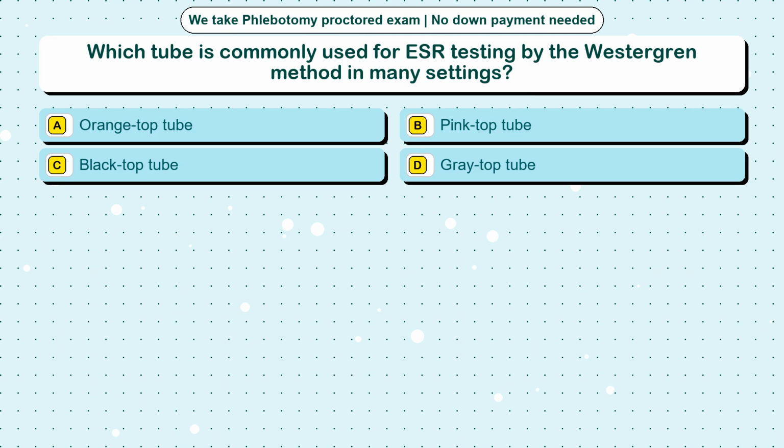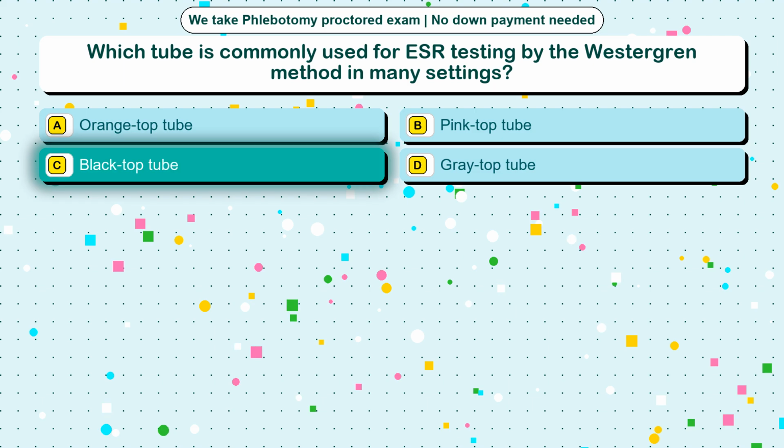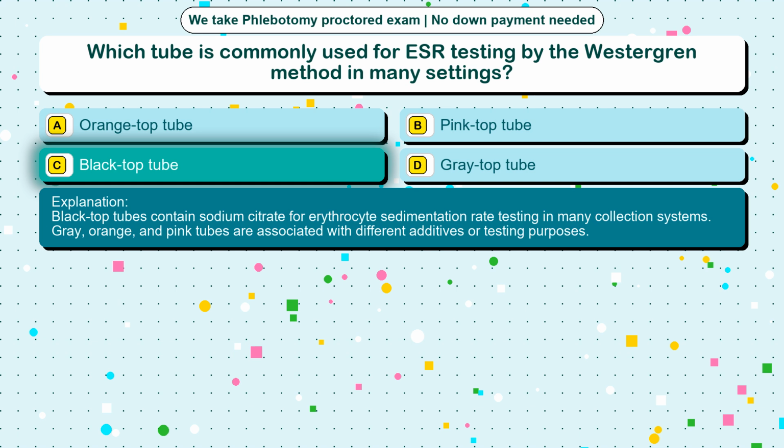Option A, orange top tube. Option B, pink top tube. Option C, black top tube. Option D, gray top tube. The correct answer is option C, black top tube. Black top tubes contain sodium citrate for erythrocyte sedimentation rate testing in many collection systems. Gray, orange, and pink tubes are associated with different additives or testing purposes.